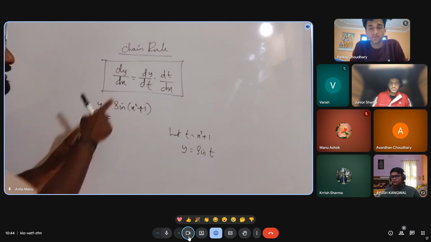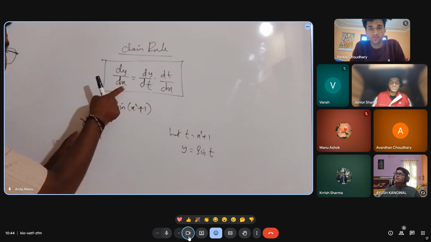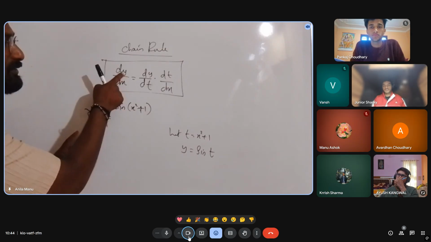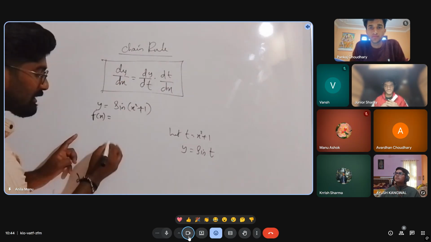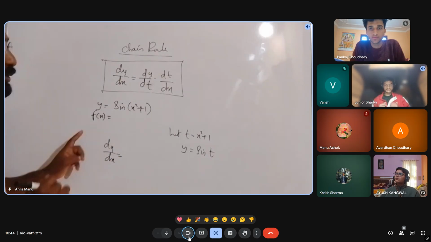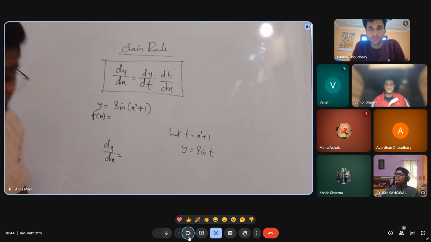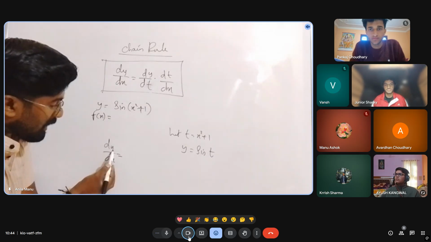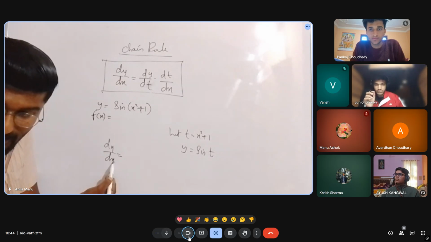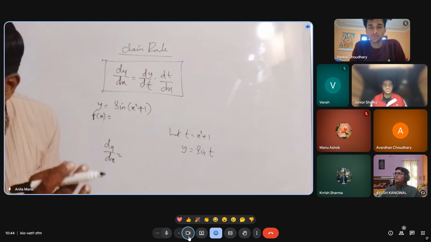Now what we have to find? Derivative of y with respect to x. So how to find the derivative of y with respect to x? I'm starting dy by dx is equal to... Consider start from y. Why we are calling it chain rule? We are starting with y, end with x. So these are showing connections. Simple or not? Understanding or not, all of you?